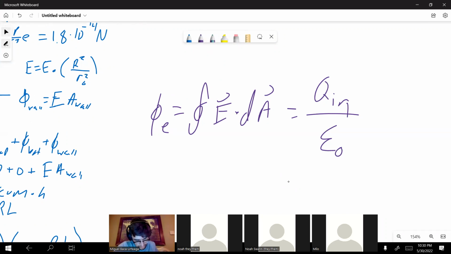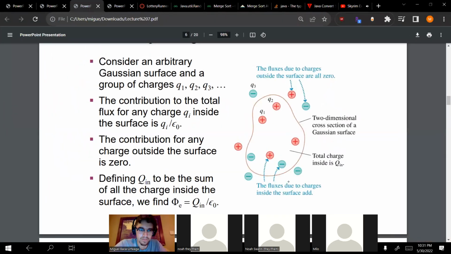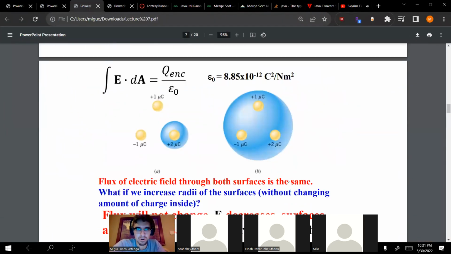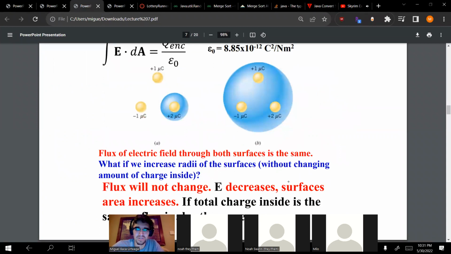This result for the electric flux is known as Gauss's law. Gauss's law doesn't say anything new or anything that we didn't already know from Coulomb's law. Or I guess we should go along with his presentation though. The integral of E times dA, oh, that's actually just what we were talking about. Flux of the electric field on both surfaces is the same.